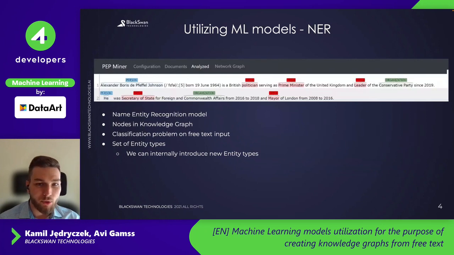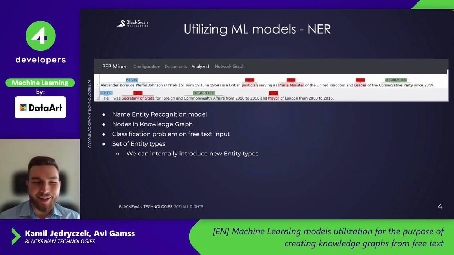Okay, and right now let's switch to the topic of models, machine learning models. The first model that of course we need to use here is the named entity recognition model. In our knowledge graph structure, the entities will be represented as nodes, of course. And in this image on the top, you can see our solution example where we specify three entity types. One is a person, one is a title, and one is an organization, right?